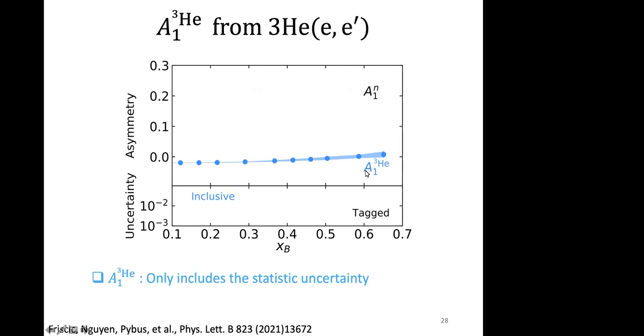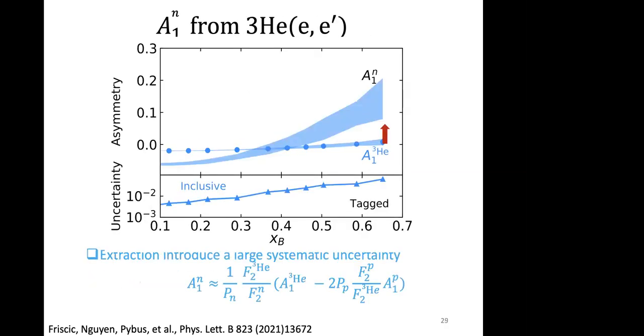The first step I'm showing here is the asymmetry and only the statistical uncertainty, in the blue band here, for the A1 helium-3 extraction. I remind you again, this error band is only the statistical uncertainty. You can see that with the luminosity of the EIC, we can have really good statistics over the range of x.